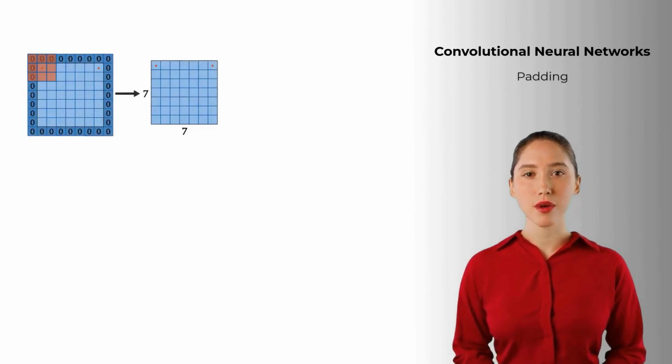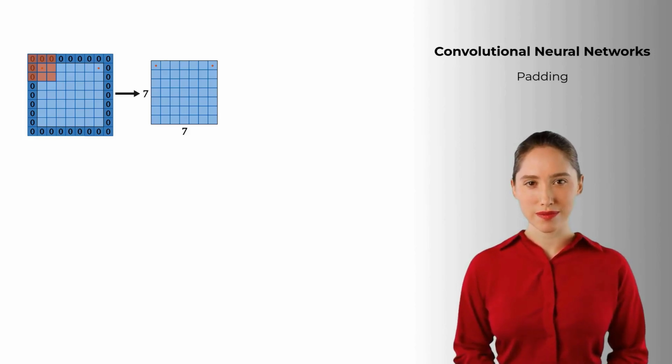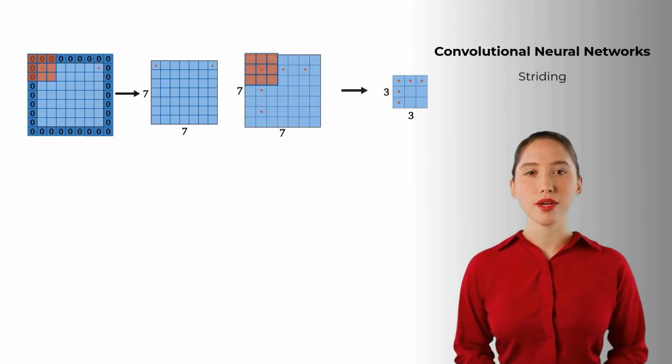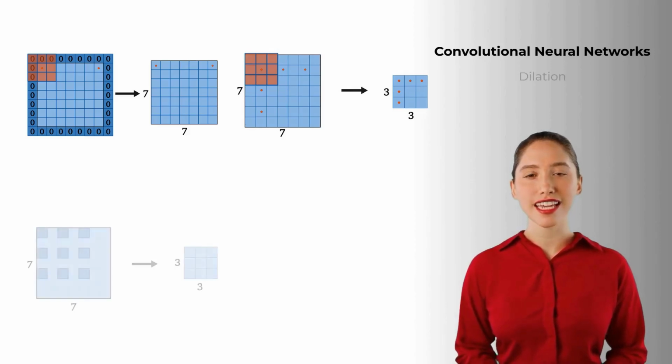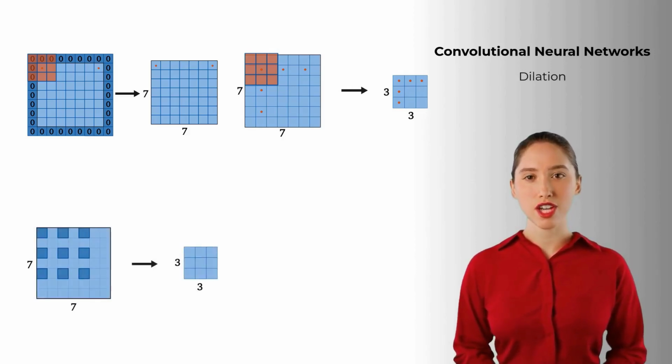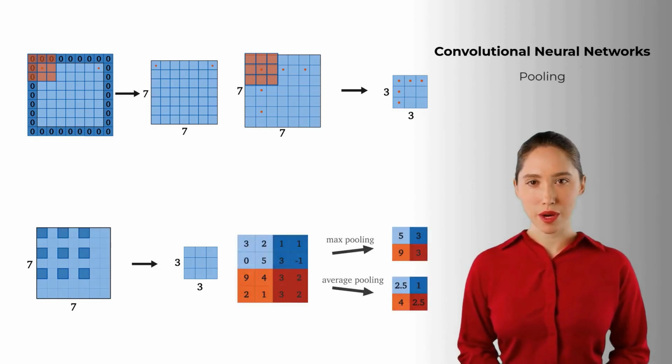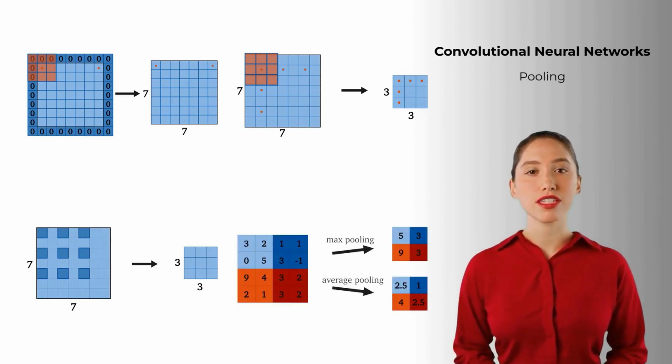Next, let us talk about a few housekeeping tricks. First, padding. Those extra 0 rings let a filter sit on the image edge, so we keep the spatial size intact. Second, striding. By jumping 2 or more pixels at a time, we cut down the resolution on purpose. Third, dilation inserts holes inside the filter, which widens the effective view without extra parameters. Finally, pooling, whether we take the maximum or the average, shrinks the feature map and keeps only the most important signal.